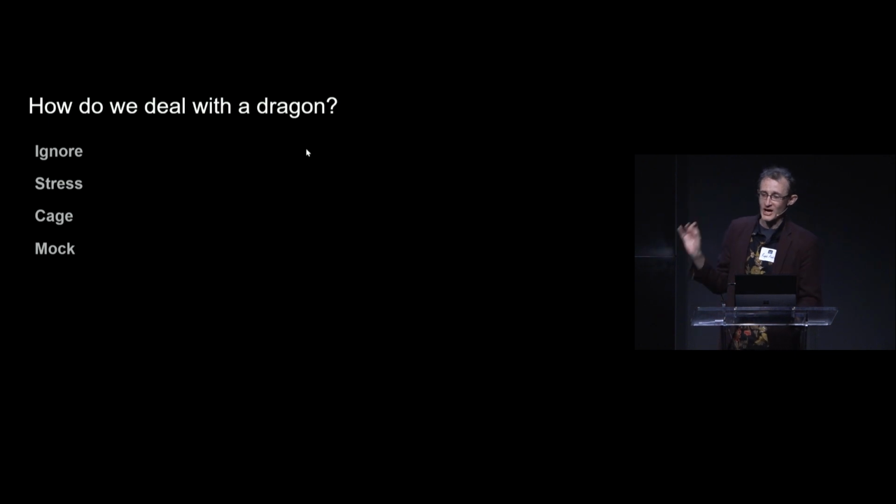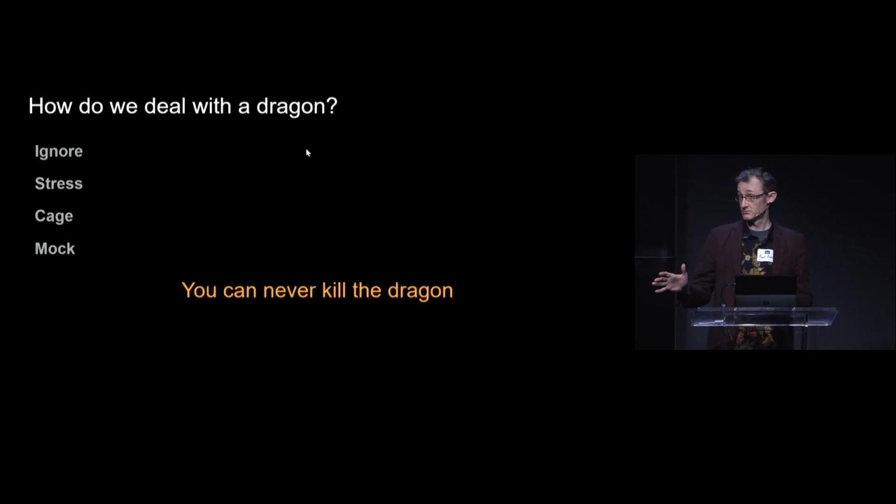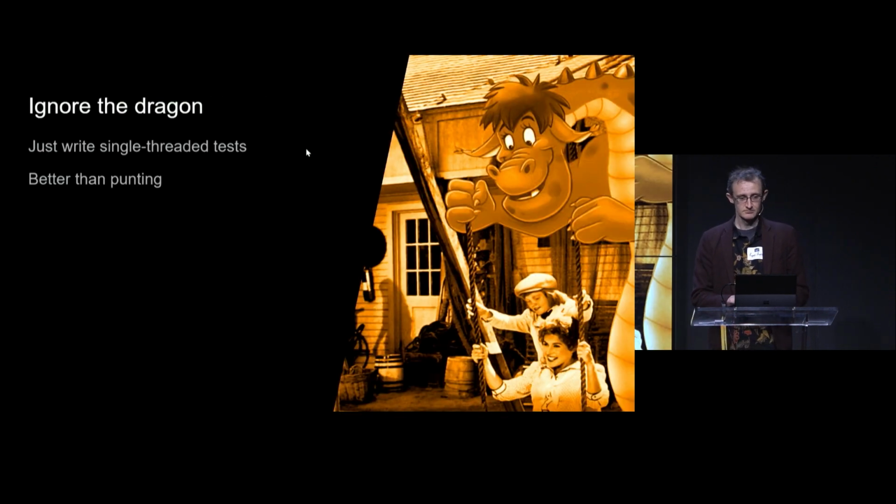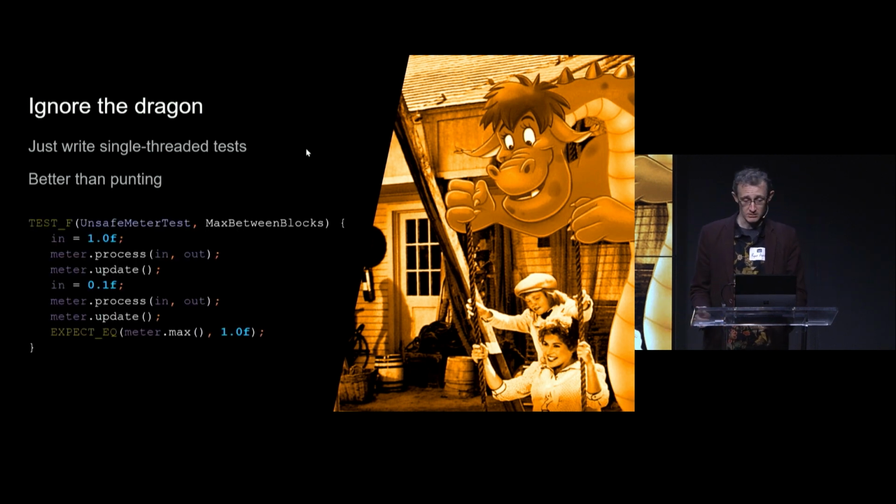But remember, the dragon is that magic that makes multi-threaded code so powerful. We want the dragon. We need the dragon. We can never kill the dragon. The dragon's always gonna be there. So, first, ignore the dragon. Just write some single-threaded tests. If you don't currently have tests in your code because of threading, then just put some in. Pretend it's not threaded. Don't worry about concurrency. Most tests should not be thread aware.